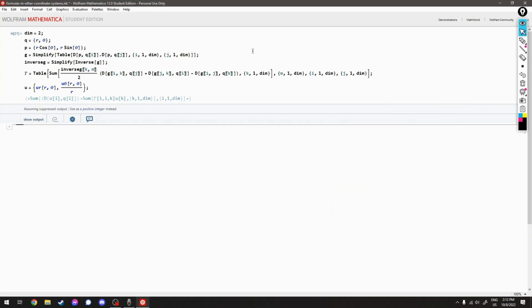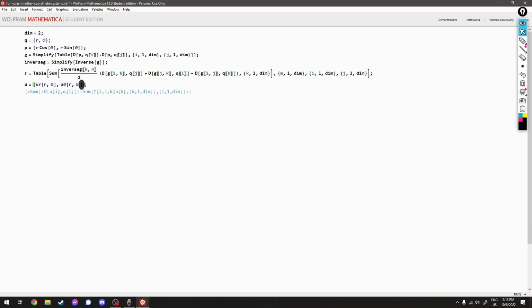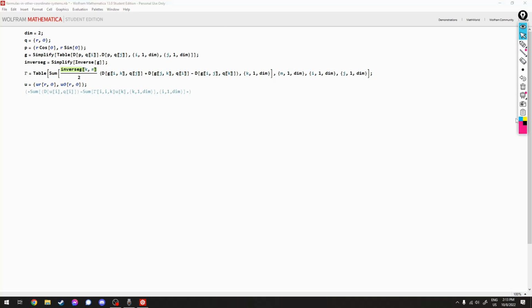So I thought that I would just finish off this video with some example implementation of the formula that you just saw for the divergence in the polar coordinates. So here we're in Mathematica, some mathematical software. So what do I do? First, I define the dimension of the space.